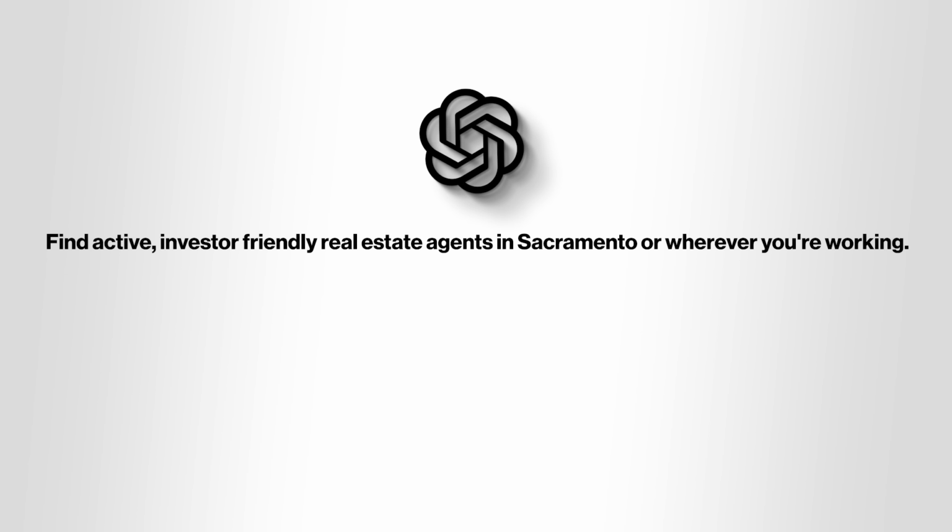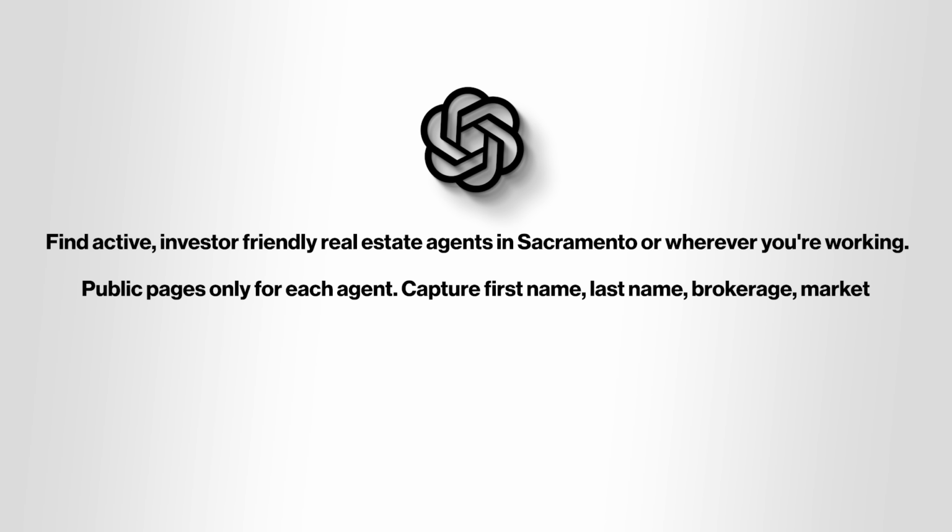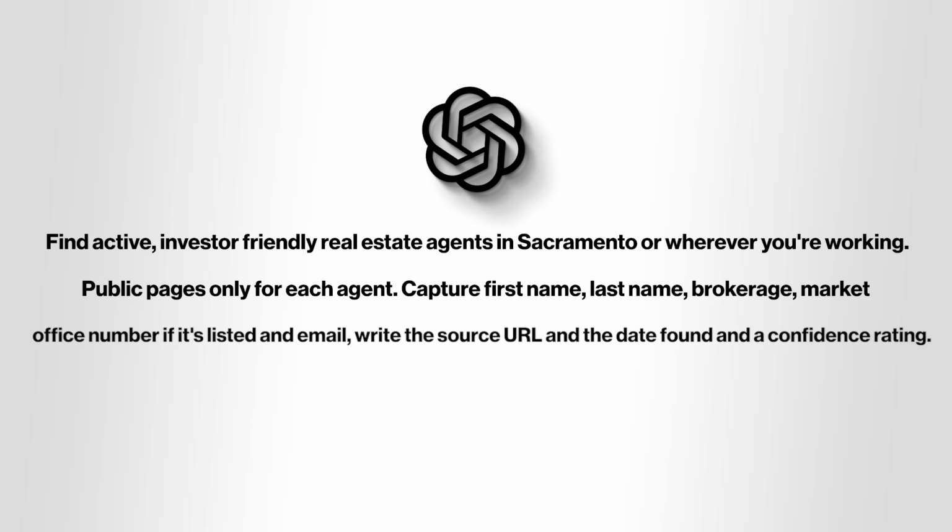So here's task number 1. Agent Mode finds the right agents cleanly. Here's how I set it up. Inside ChatGPT, I open Agent Mode, I give it a plain English job. Find active investor-friendly real estate agents in Sacramento or wherever you're working. Public pages only. For each agent, capture first name, last name, brokerage, market, and office number if it's listed, and email, the source URL, the date found, and a confidence rating.